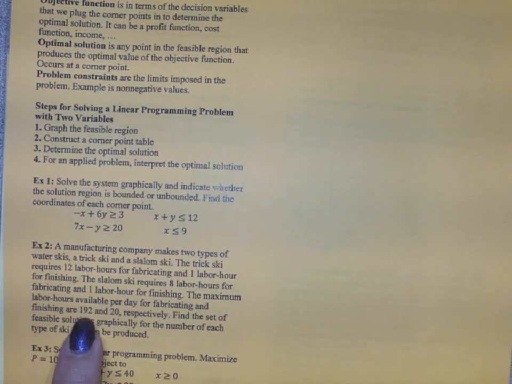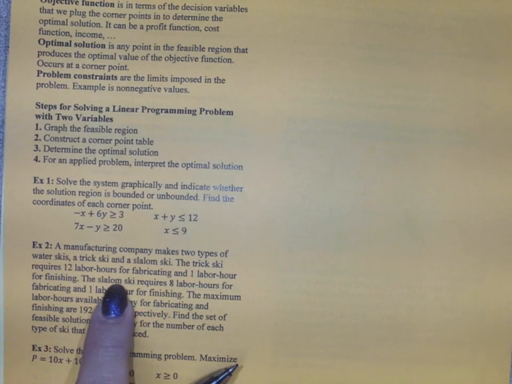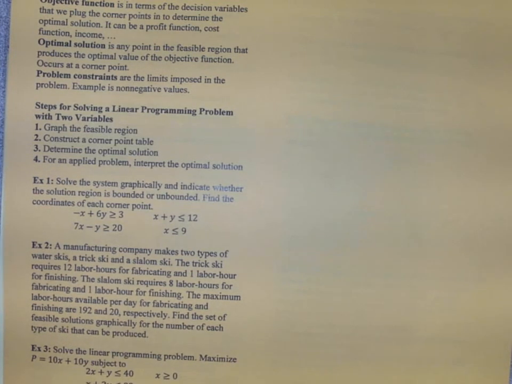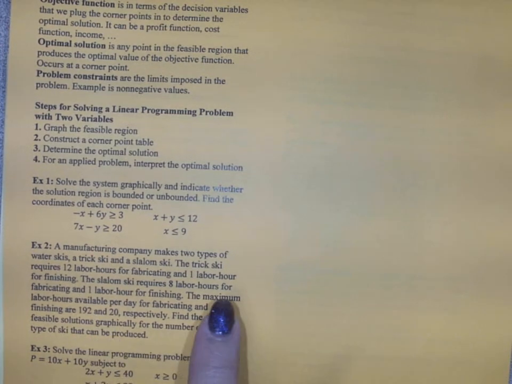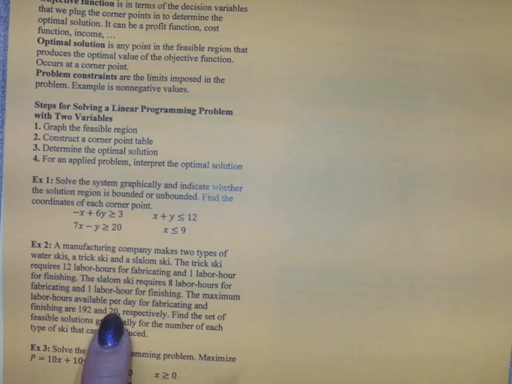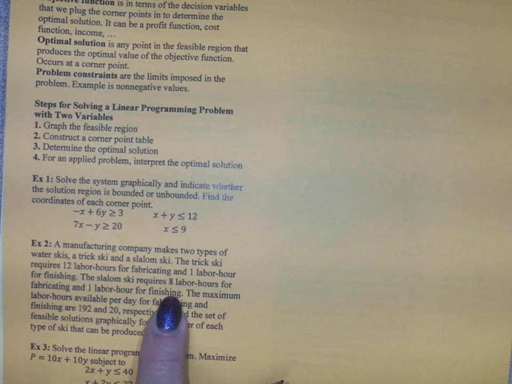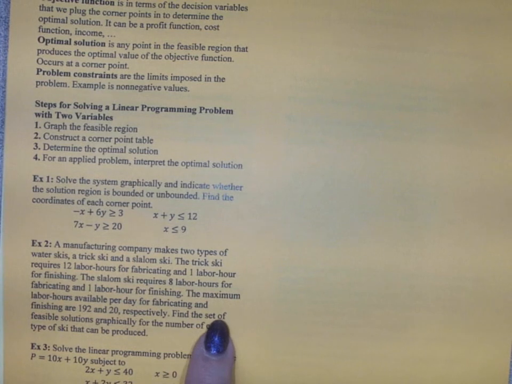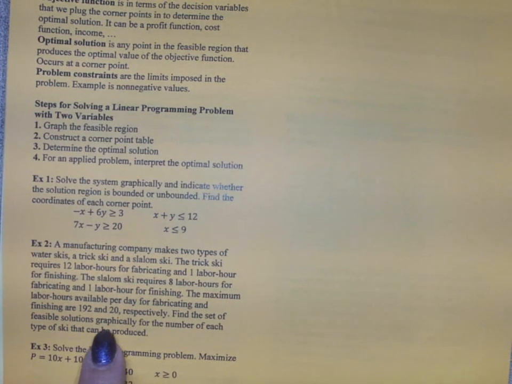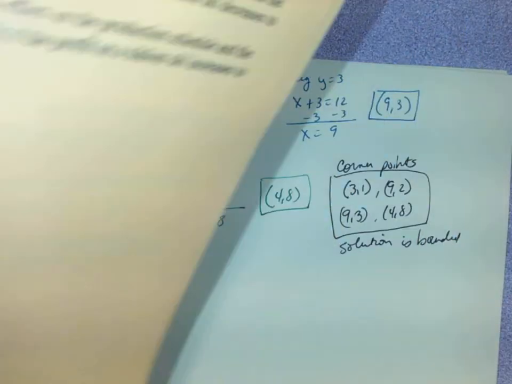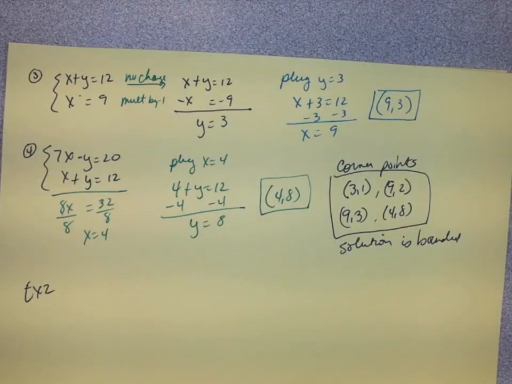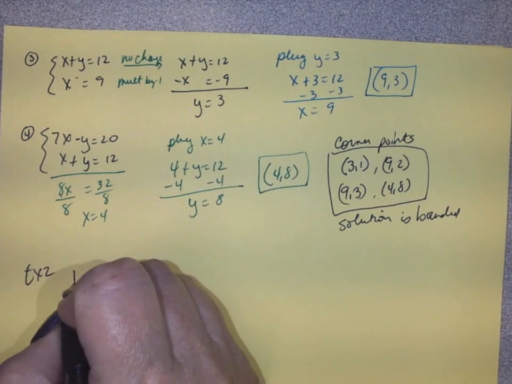Respectively means that you're doing it in the same order. So, let me think, sorry. It's 192 to fabricate, and then 20 for finishing. All right. Find the set of feasible solutions graphically for the number of each type of ski that can be produced. All righty. So what we're going to do here, this is types of skis.